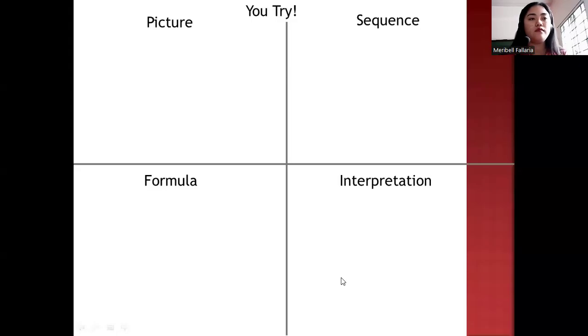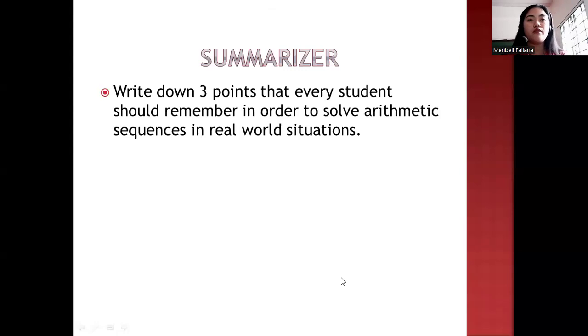Before we end this, for the summarization, write down 3 points that every student should remember in order to solve a sequence in a real world situation. Okay, do this in your notebook, just the 3 points. After writing, put your things inside your bag.